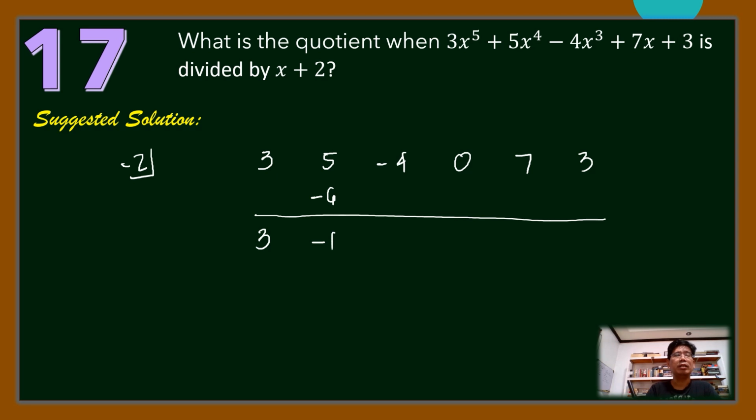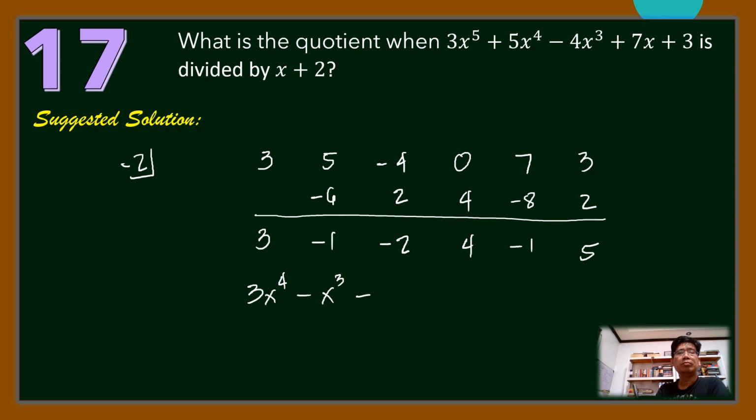Then we add: negative 1 times negative 2 is 2. Negative 2 times negative 2 is 4. So we have 4. 4 times negative 2 is negative 8. Then we have negative 1. Negative 1 times negative 2 is 2. So we have 5. Hence, the quotient is 3x to the 4th power, that is 1 degree less than the dividend, minus x cubed minus 2x squared plus 4x minus 1.